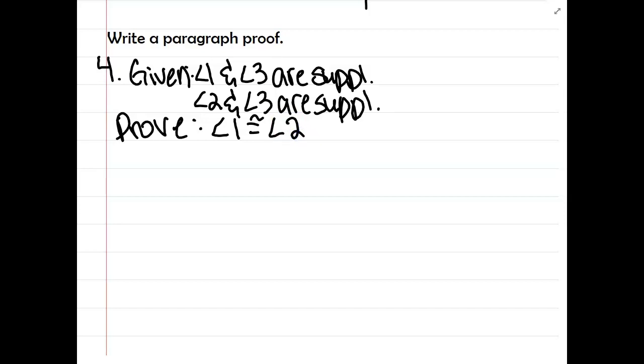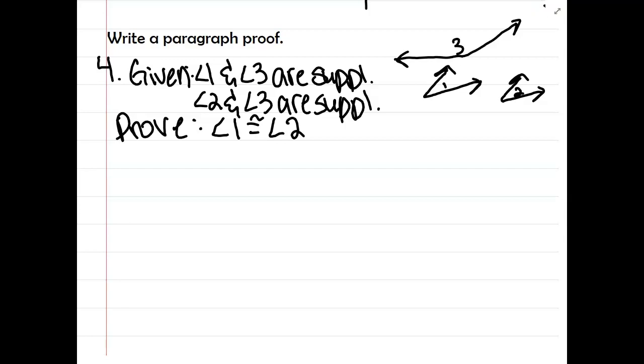It might help to have a picture. They gave me a picture whenever I copied this down. So let's have this big obtuse angle as angle 3, and then we'll have angle 1 and angle 2. To make sense of everything that we're given, it says angles 1 and 3 are supplementary. So if I combine those, they give me 180, right? And angle 3 and angle 2 are supplementary as well. I'm trying to prove that these two angles have to be congruent, which is the angle supplements theorem, okay?